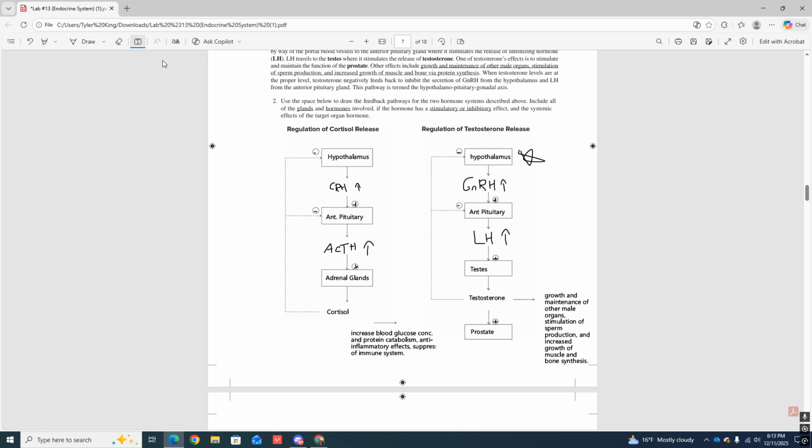Per usual, you start up at the top and work your way down. When you have enough testosterone, you work your way back up and have a minus symbol in the other circles, because once you have enough testosterone, you tell the hypothalamus and the anterior pituitary to shut down.